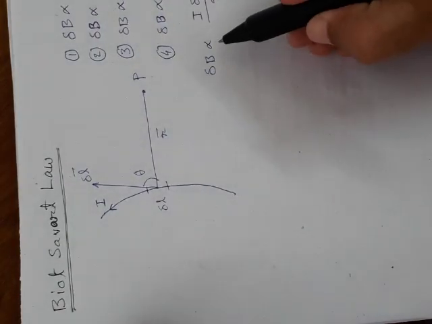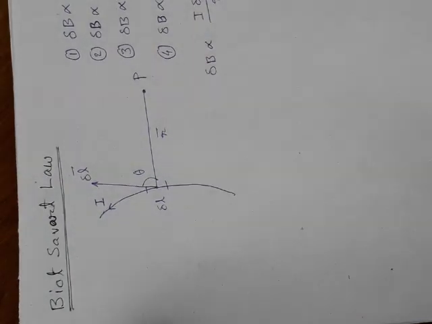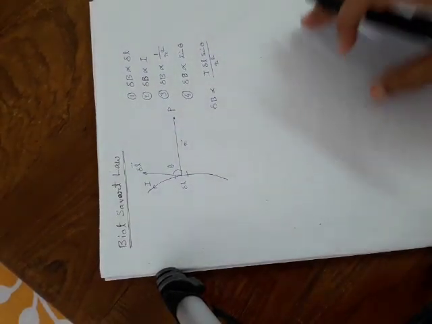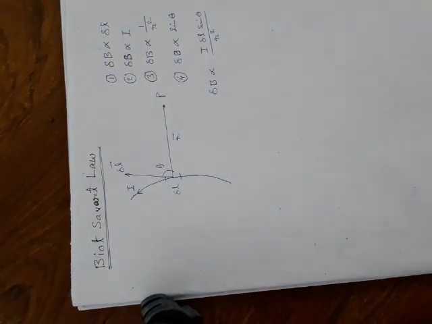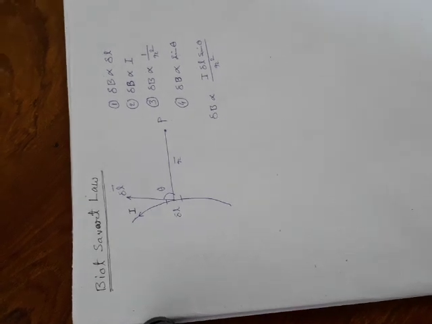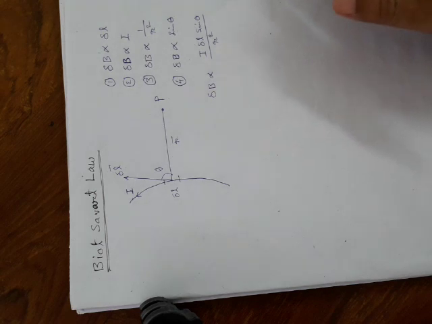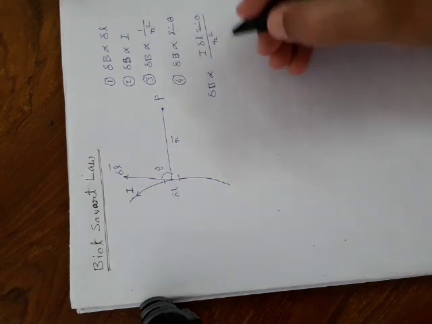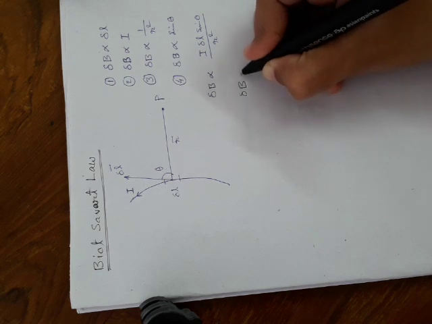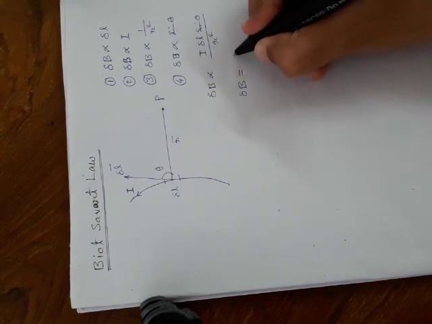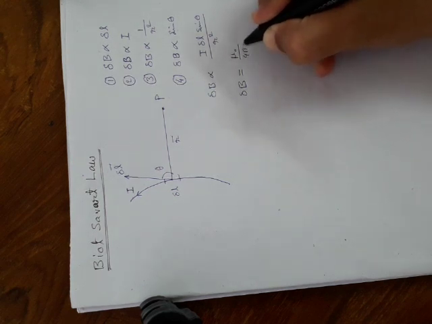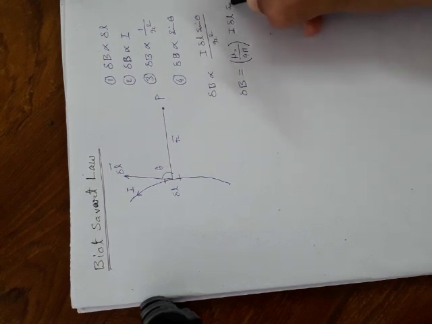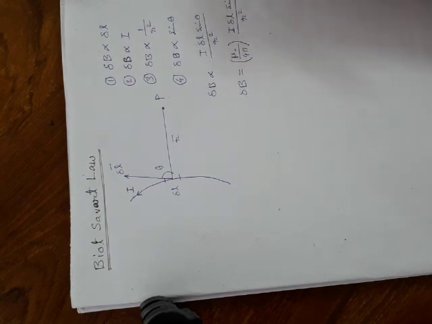If we convert this proportionality into equality, we can get delta B is equal to mu 0 by 4 pi, which is a constant term, into I delta L sine theta by r square.